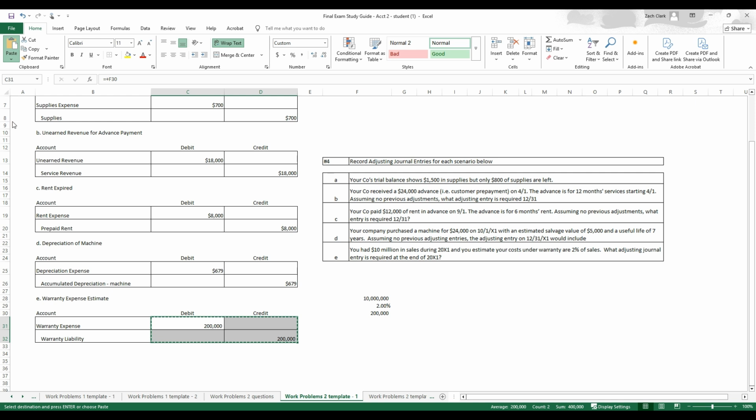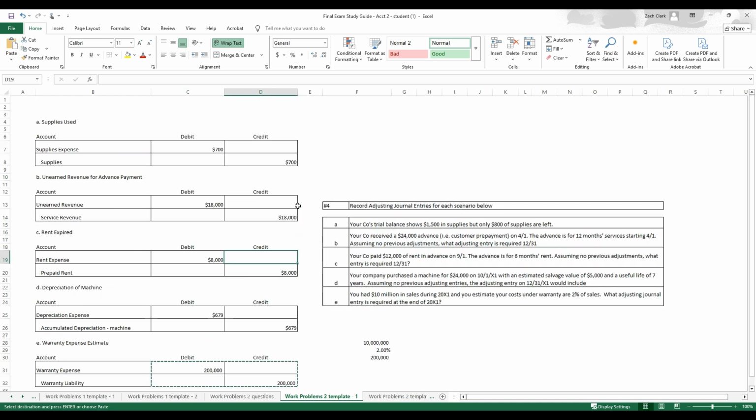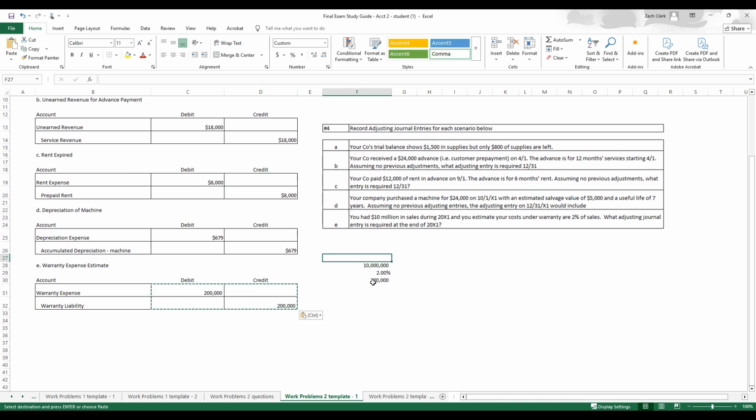All right, well, hopefully that helps you all. Adjusting entries, important stuff to remember. And let's move on to the next part of the problem.